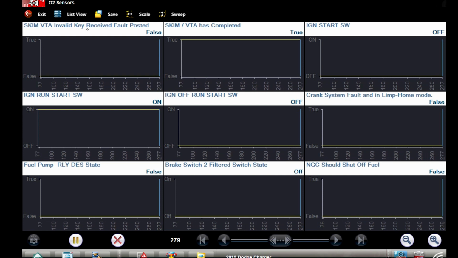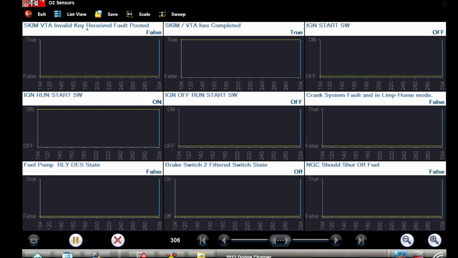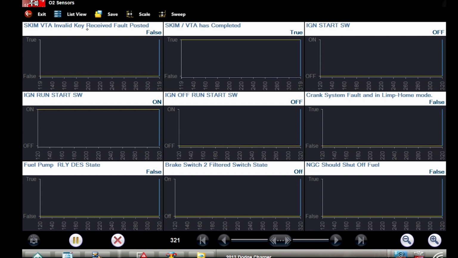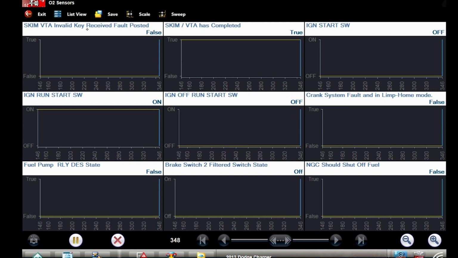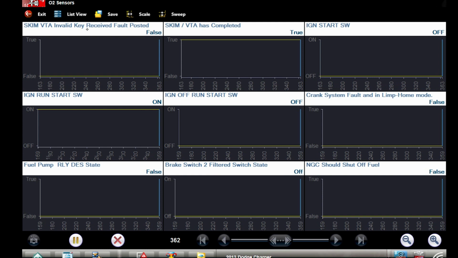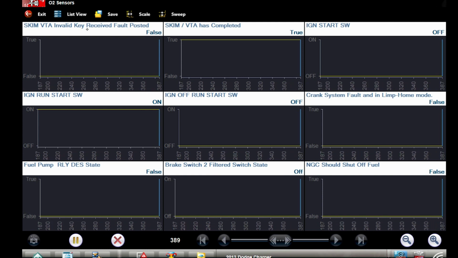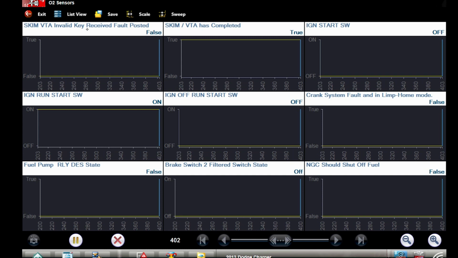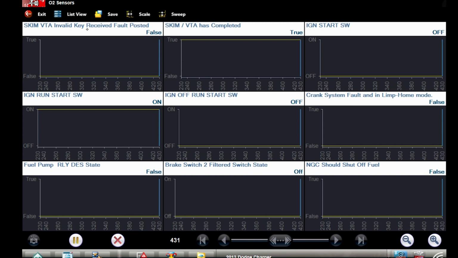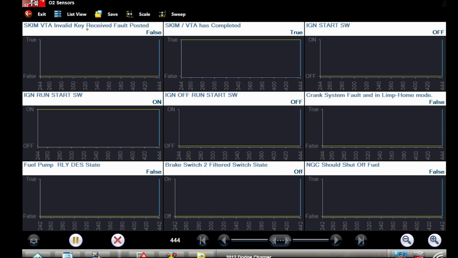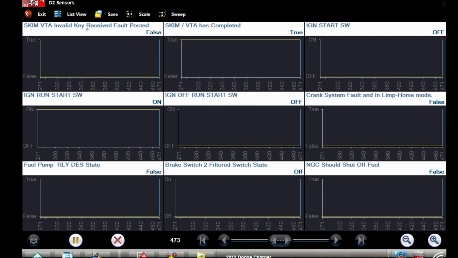If we had an anti-theft fault, this car would run for approximately 2 to 3 seconds and shut off by killing fuel injection or ignition spark. Ignition start switch at this point is in the off position because we're not commanding a crank or a start position. Ignition run, which we are currently in, is showing as on, so that's good. Ignition off, run start switch is in off. We currently don't have a crank system fault. We're not in limp home mode.